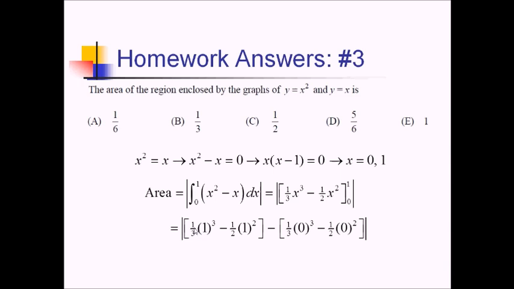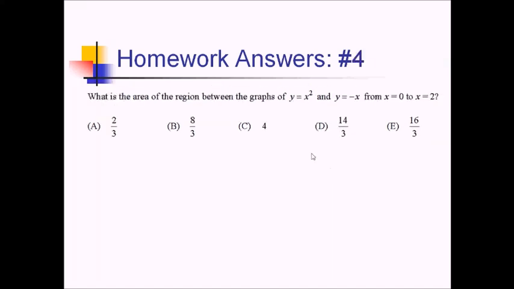So over here I've got 1/3 minus 1/2. Over here all this stuff is just 0. So we have 2/6 minus 3/6, that's negative 1/6. Absolute value of that is positive 1/6, giving us answer choice A.